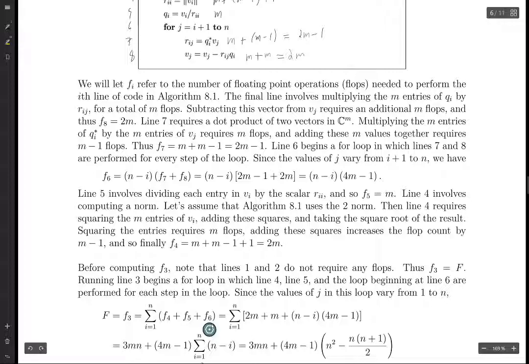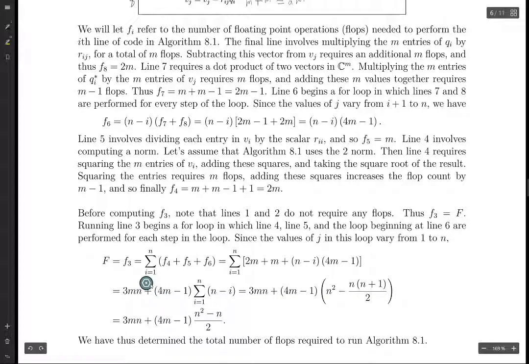And so we take the sum from i equals 1 to n of F4 plus F5 plus F6, because line 3 is a for loop that goes from i equals 1 to n. And if you look at the formula for F6, there is an i here. So F6 depends on i. It's actually a function of i. And so we need to actually write this as a sum from i equals 1 to n, instead of as just n times F4 plus F5 plus F6.